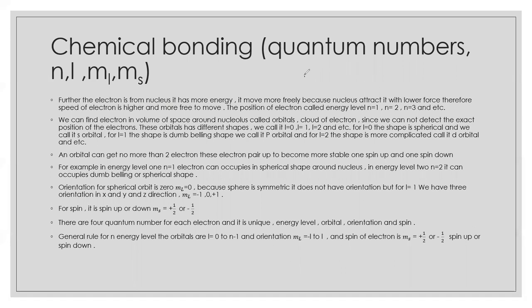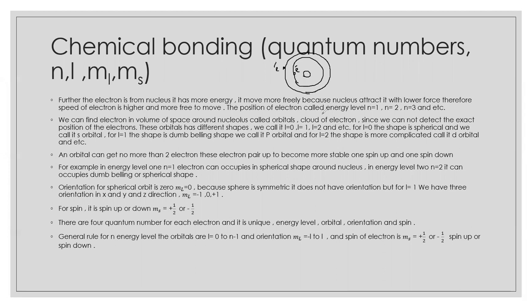So here is the nucleus, and we have orbitals, right? The electron farthest from the nucleus has more energy because it is less bound to the nucleus. It's more free to move, it has higher speed. Compared to an electron closer to the nucleus, which has a lower speed because it's bound to the nucleus.